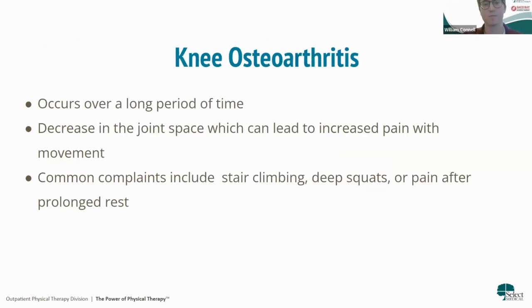So let's get into the specific knee injuries that we talked about a little earlier. First up, we've got knee osteoarthritis. And this isn't something that just happens one day. It occurs over a long period of time. It's really a decrease in the joint space of your knee joint between the femur and the tibia. That can lead to increased pain with movement, because there's swelling in the joint. There could be bone spur development, and that's because of all the forces that we put through our knee throughout the course of our lives.